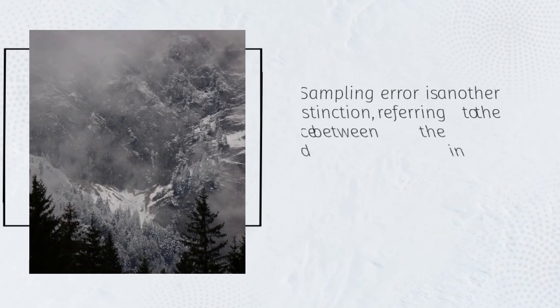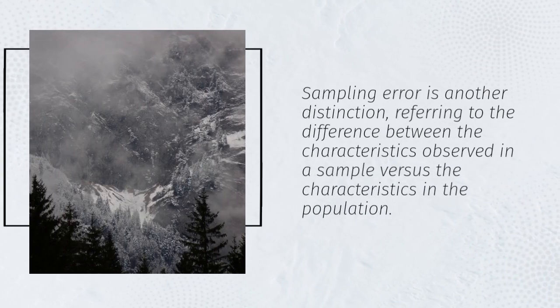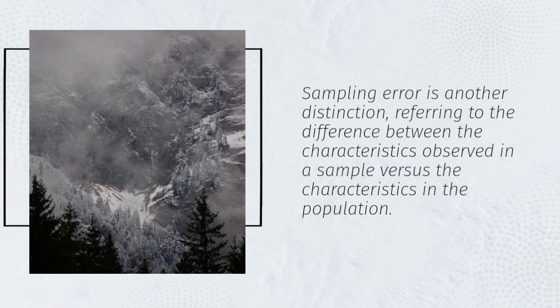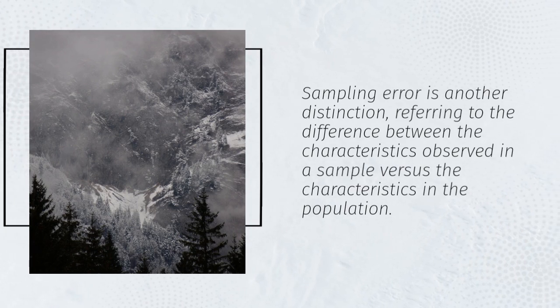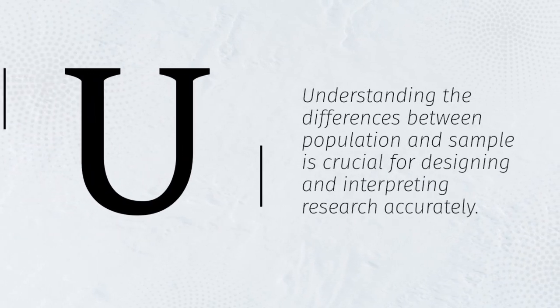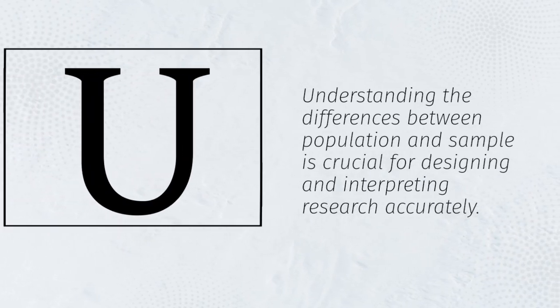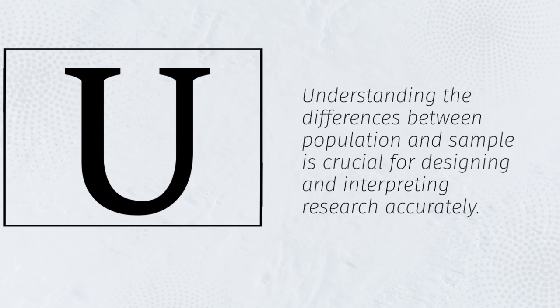Sampling error is another distinction, referring to the difference between the characteristics observed in a sample versus the characteristics in the population. Understanding the differences between population and sample is crucial for designing and interpreting research accurately.